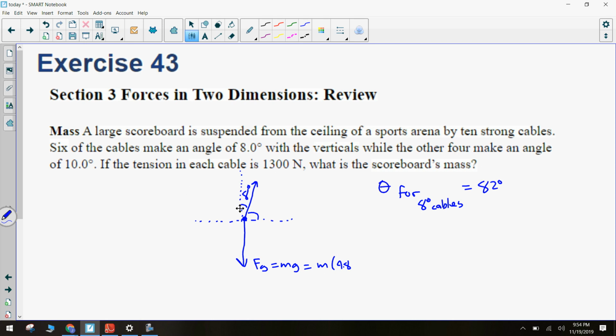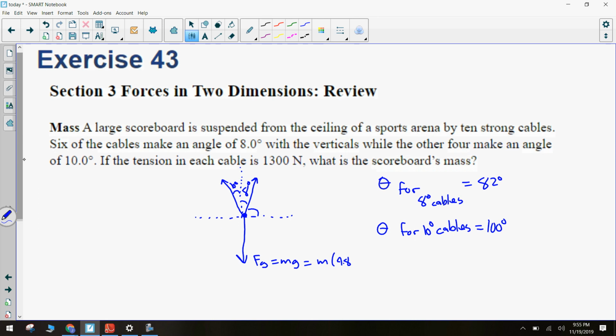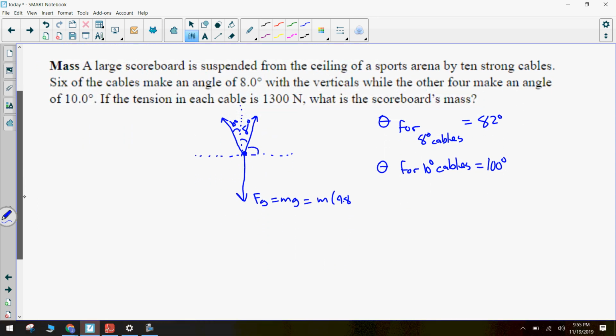The other ones make an angle of 10 degrees. So I'm going to draw them on the other side. 10 degrees with the vertical. So the theta for the 10-degree cables is going to be equal to, all right? So I went all the way to the vertical. That's 90. And then I went 10 more. Well, 90 and 10 is 100 degrees. Okay. So now I just need to break apart into components.